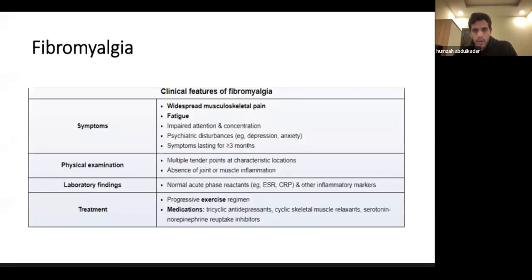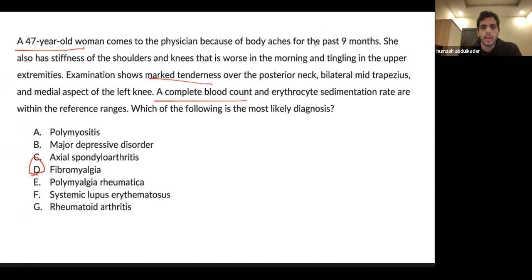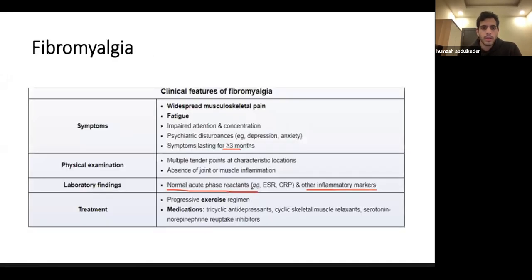This is from UWorld. This just goes over the important things: musculoskeletal pain, fatigue, and I think one of the more important things, normal inflammatory markers. Symptoms also should last for more than 3 months. In our case, it is 9 months, right? And yeah. Any questions about fibromyalgia? I think this is pretty easy.